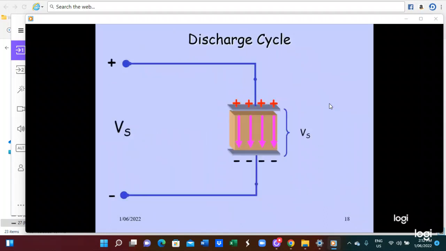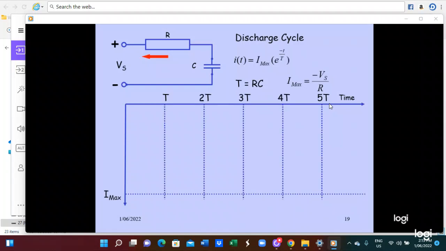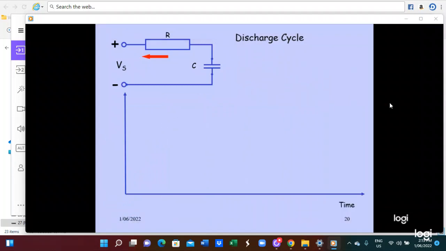And the discharge circuit is this, with this capacitor. When the capacitor is already charged and then discharges, the current will be going down, going out, and the charge will be zero. So this is I equals I maximum e power minus t by T, where T equals RC and I maximum equals V by R. In the charge circuit, as time increases, the voltage rises like this. In this discharge circuit, as time goes on, the current will go down like this. So this is the discharge circuit.